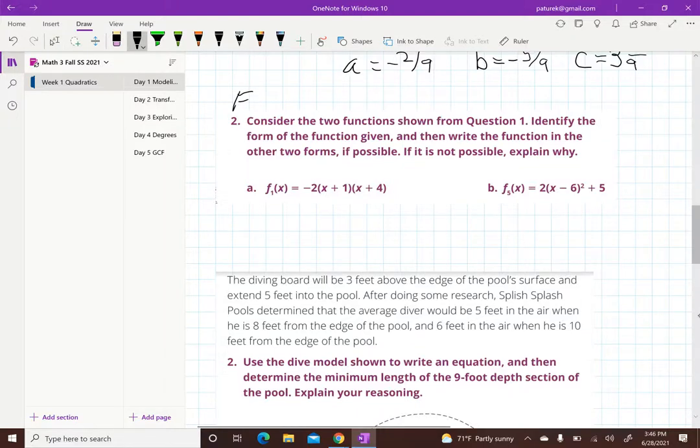This is Fall Homework 01 Debriefing. There were a few problems assigned. This begins on page 59, problem 2. Consider the two functions shown.